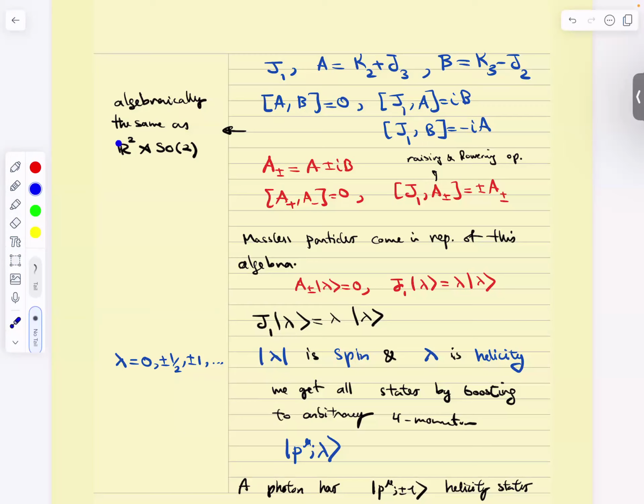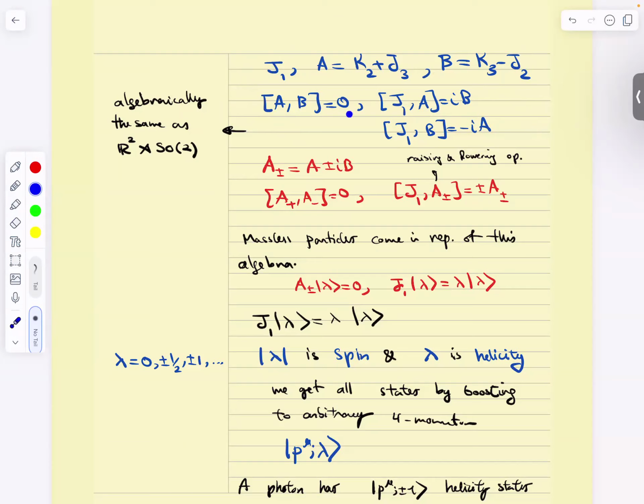This is algebraically the same as R2 semi-direct product of SO2. If that doesn't tell you anything, sorry. That's the Lorentzian, that's a Euclidean 2D Poincare group. All right, so this is the Lie algebra. Is everything about the Lie algebra clear?